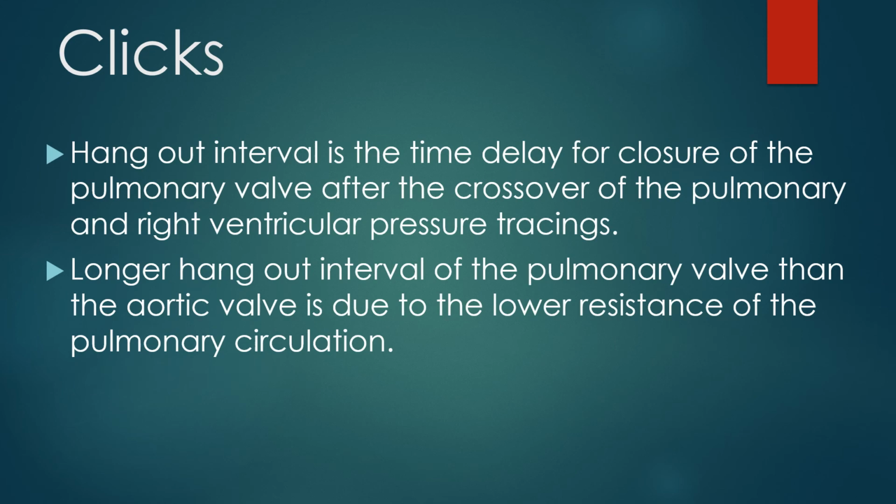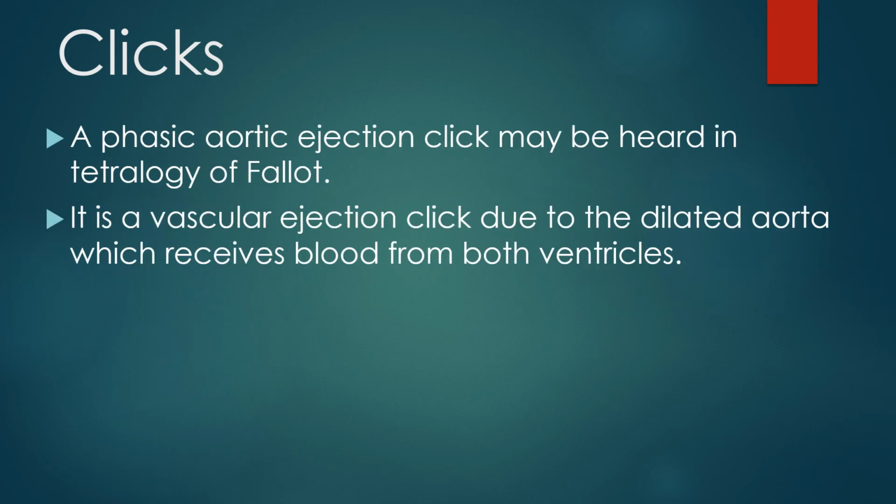Hangout interval is the time delay for closure of the pulmonary valve after the crossover of pulmonary and right ventricular pressure tracings. Longer hangout interval of the pulmonary valve than the aortic valve is due to lower resistance of the pulmonary circulation. A phasic aortic ejection click may be heard in tetralogy of Fallot. It is a vascular ejection click due to the dilated aorta which receives blood from both ventricles.